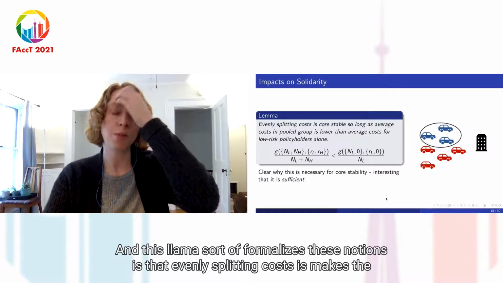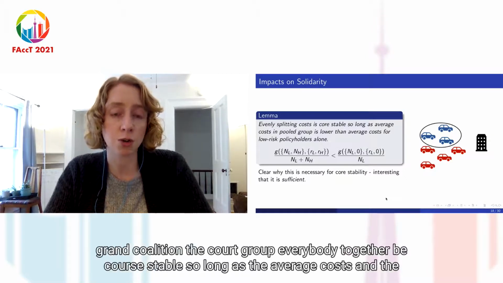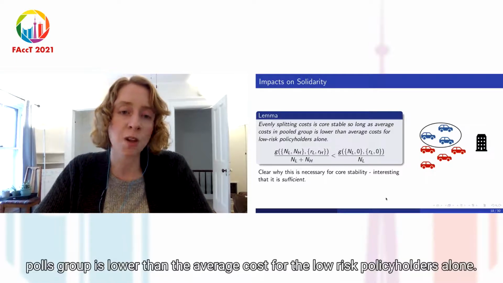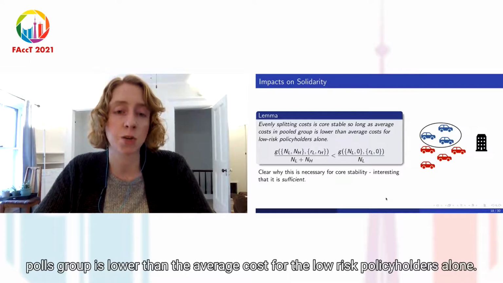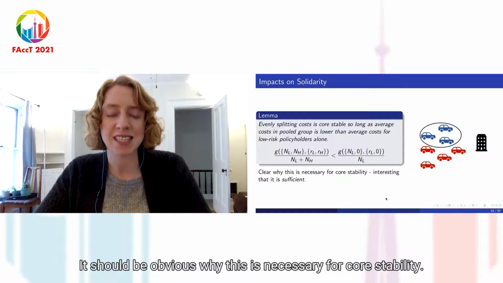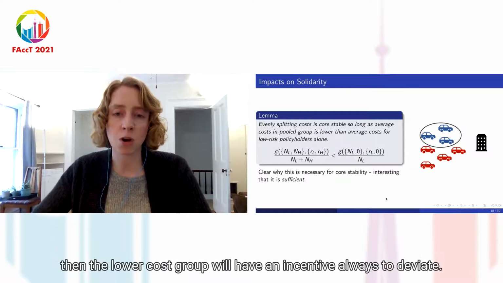And this lemma formalizes these notions. It says that evenly splitting costs makes the grand coalition, the core group, everybody together, be core stable, so long as the average cost in the pooled group is lower than the average cost for the low risk policyholders alone. And this is what the equation is saying. So it should be obvious why this is necessary for core stability. If this inequality is violated, then the lower cost group will always have an incentive to deviate.